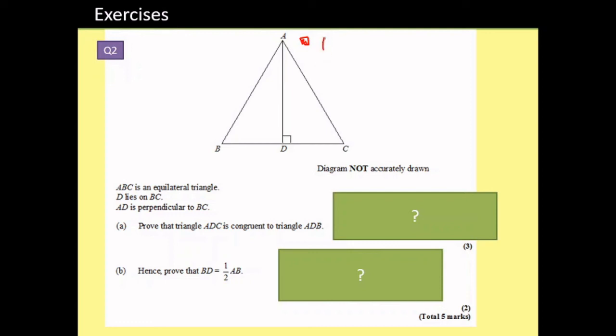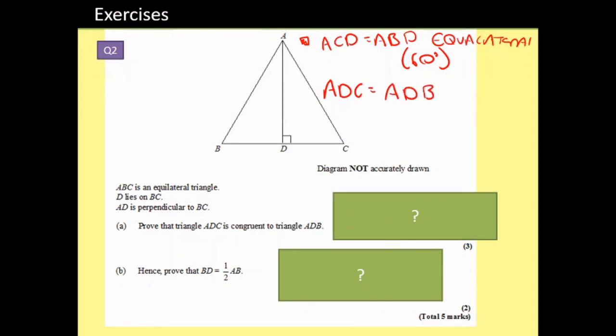Because it's equilateral, I actually know that ACD must equal ABD. I'm actually going to put in brackets it's 60 degrees, because it must be. The other thing I can prove is ADC must be equal to ADB, and it's because AD is perpendicular. Just given in the question, you could say given. Which means that it's 90 degrees.